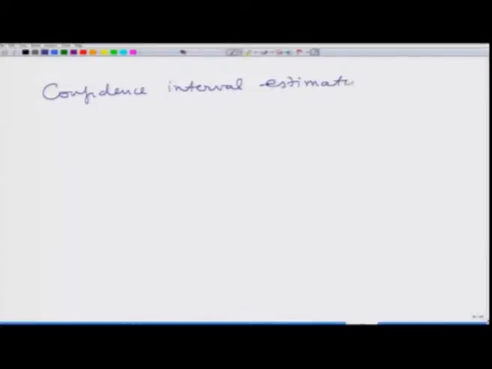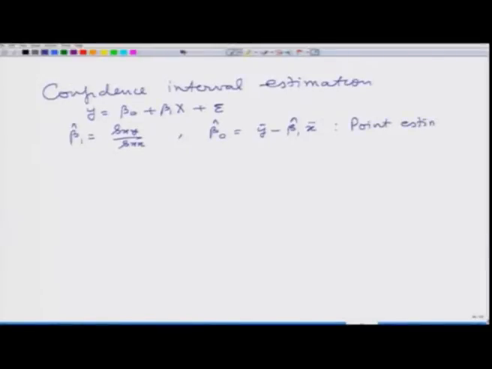So, first of all, the question arises: what is the confidence interval? We had considered the model y is equal to beta naught plus beta 1 x plus epsilon, and we had estimated beta 1 hat as Sxy upon Sxx, and beta naught as y bar minus beta 1 hat x bar. These are actually our point estimates. Point estimates means they are trying to estimate the value of the parameter at a particular point.